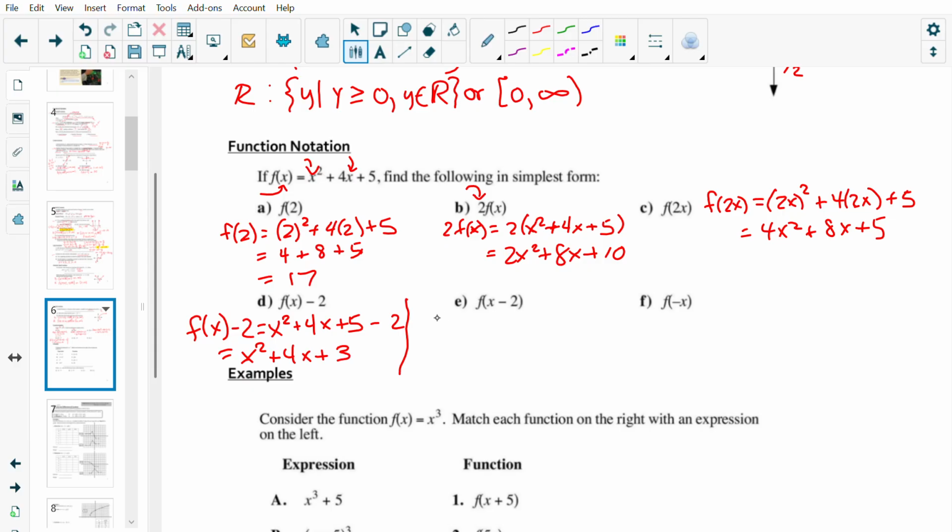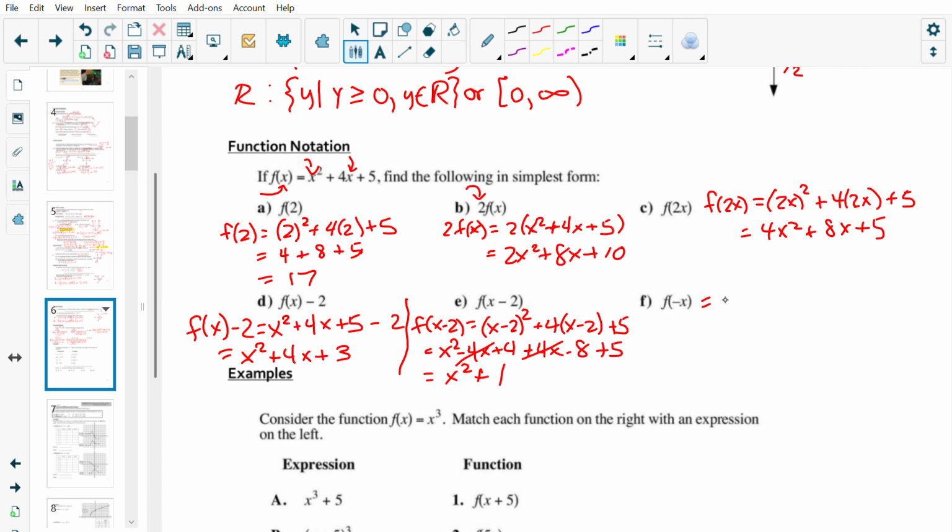Okay, f of x minus 2. So we take the x minus 2 and insert it everywhere x is. So x minus 2 squared plus 4 times x minus 2 plus 5. And let's expand and simplify. X squared minus 4x plus 4 plus 4x minus 8 plus 5. That is x squared, minus 4x plus 4x is 0. And then 4 and negative 8 is negative 4, and 5 is plus 1.